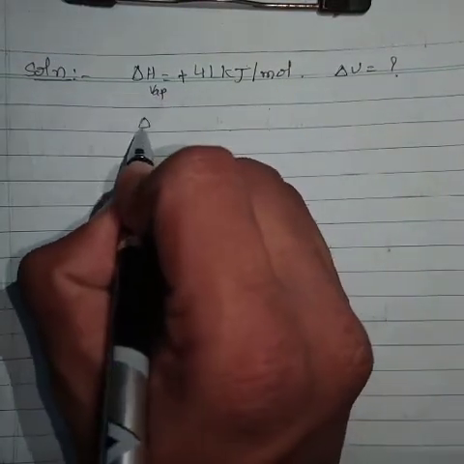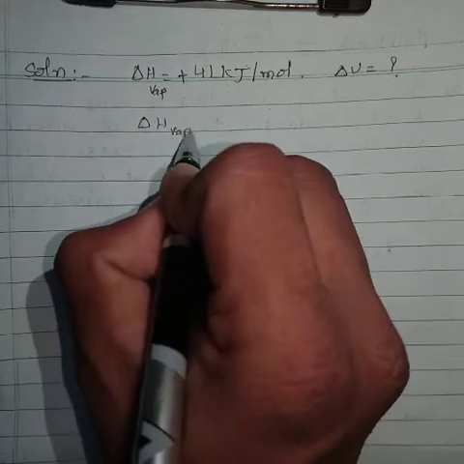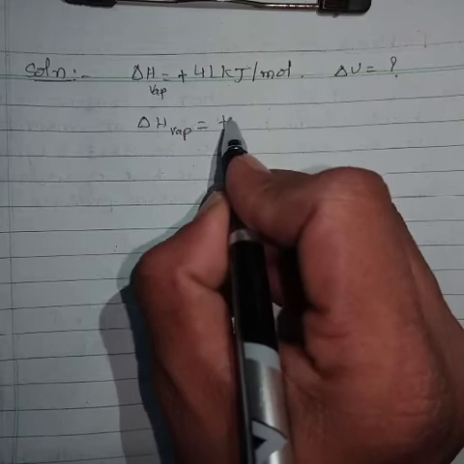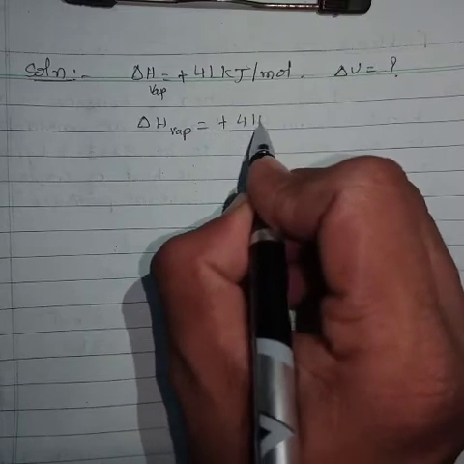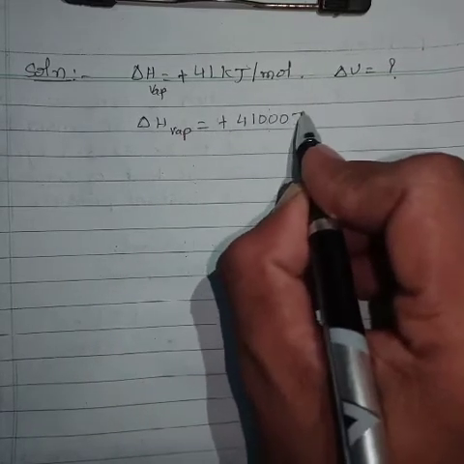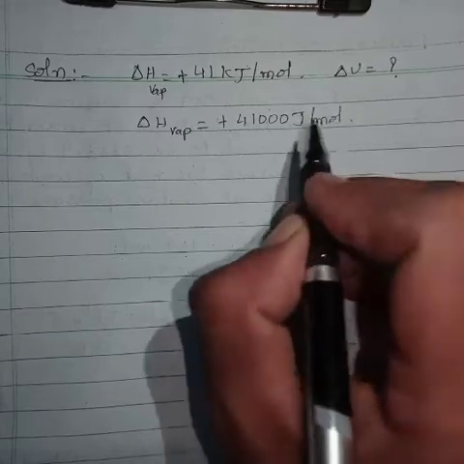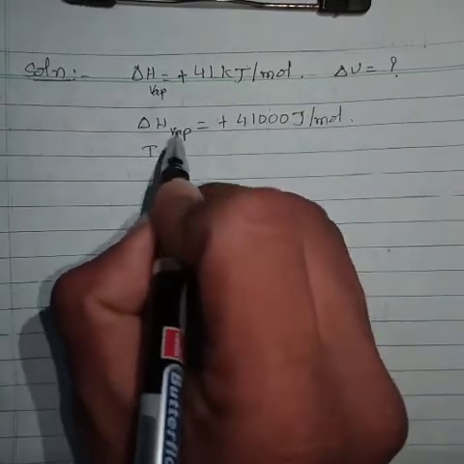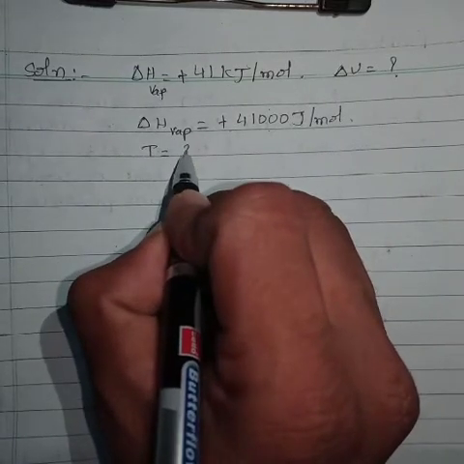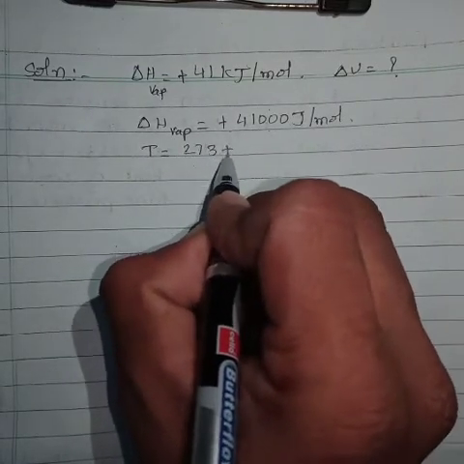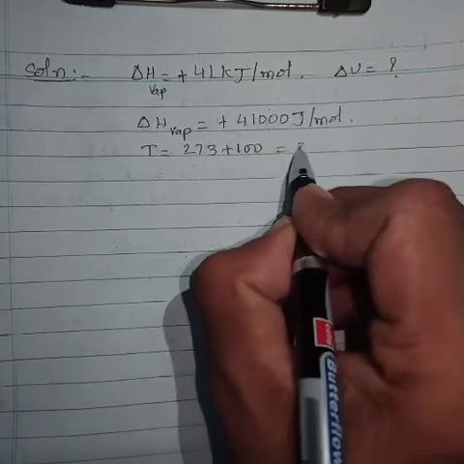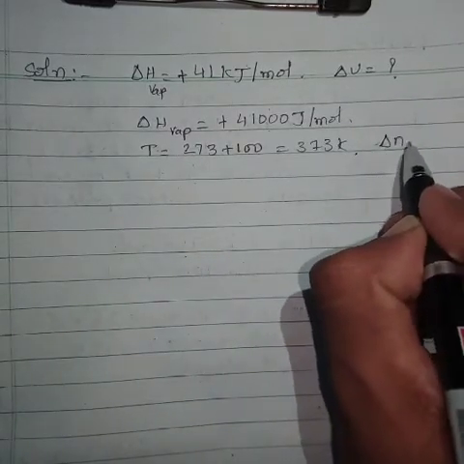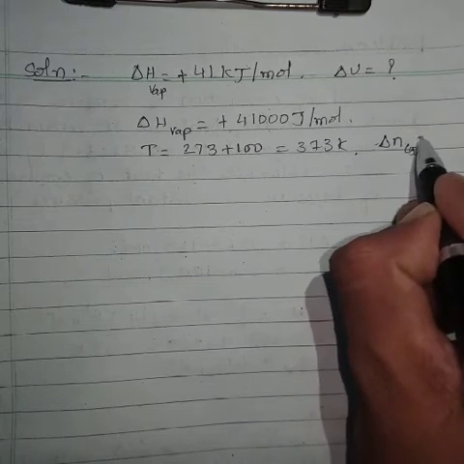This delta H value can be converted from kilojoules into joules, that is 41,000 joules per mole. Temperature is given, that is 273 plus 100, which is equal to 373 Kelvin. Delta Ng we have to calculate.